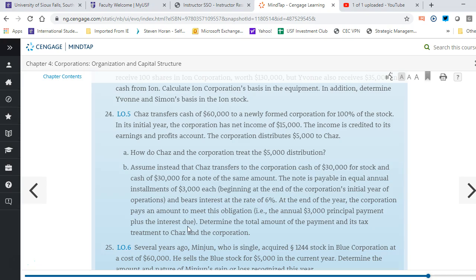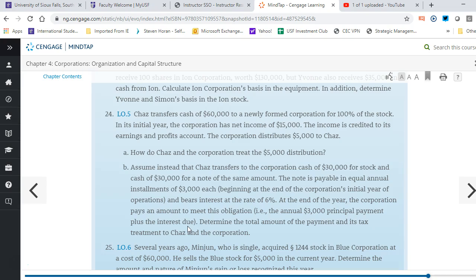For part B, it says assume instead that Chaz transfers to the corporation cash of $30,000 for stock and cash of $30,000 for a note of the same amount. The note is payable in equal annual installments of $3,000 each, beginning at the end of the corporation's initial year of operations, and bears interest at the rate of 6%. At the end of the year, the corporation pays an amount to meet this obligation. The annual $3,000 principal payment plus the interest due determine the amount of the payment and its tax treatment to Chaz and the corporation.